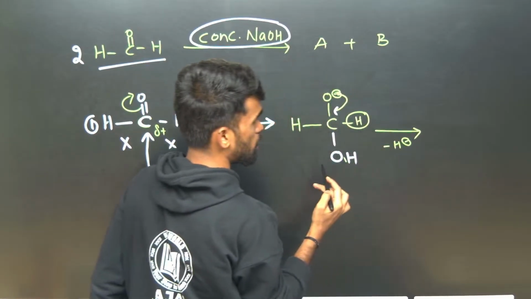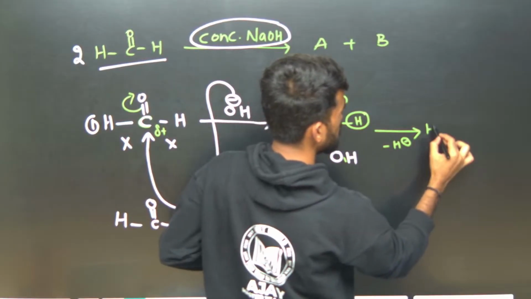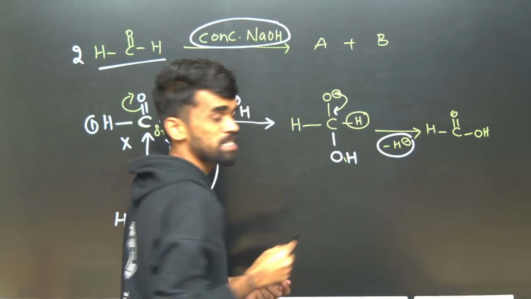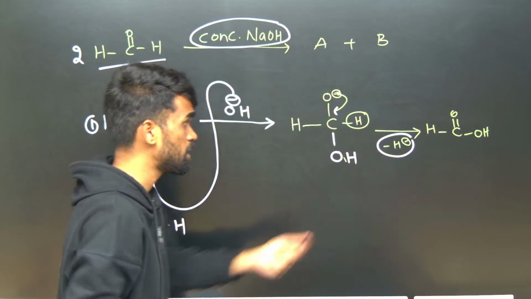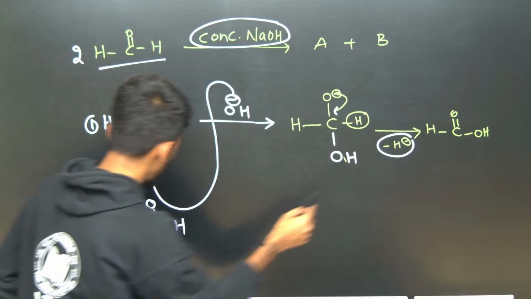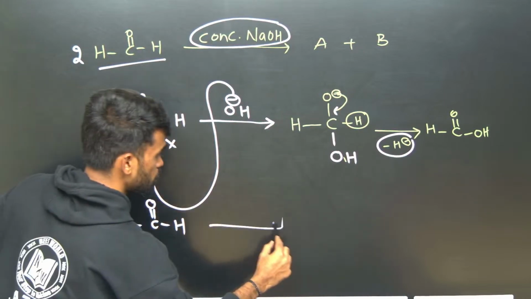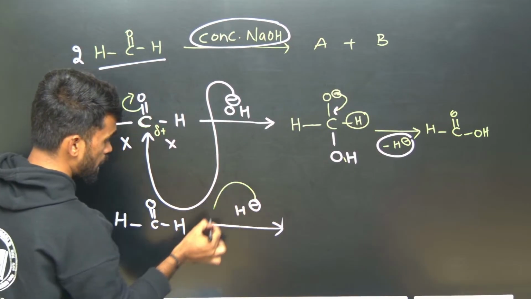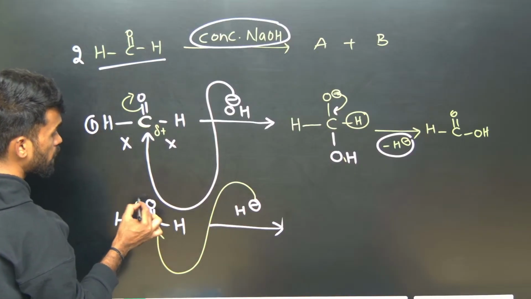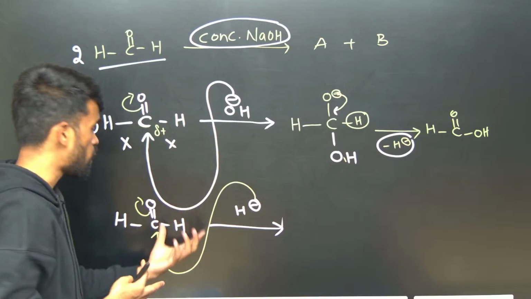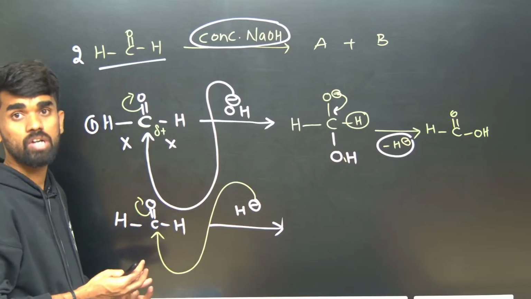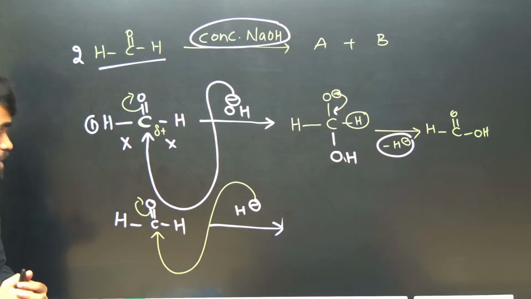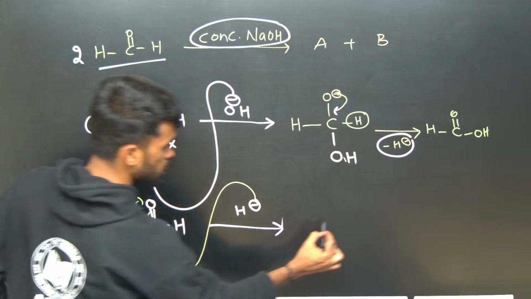So H minus comes out from here, and the remaining part is C double bond O, OH. We get the H minus ion outside, and this H minus ion attacks the other carbonyl group. Why is it attacking here? Because there is no other site to react; only this is an electron deficient site. Since it is an electron rich nucleophile, it attacks this electron deficient carbon.